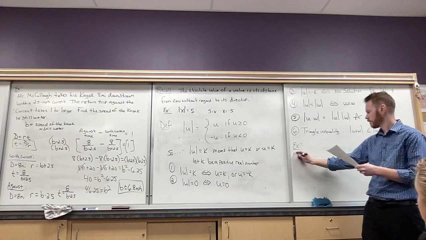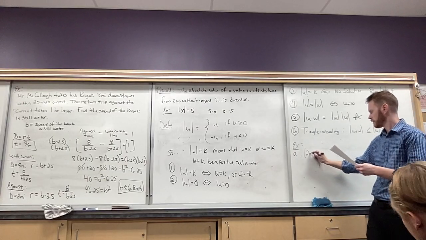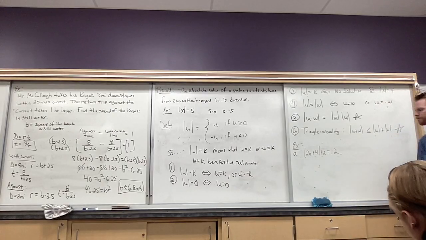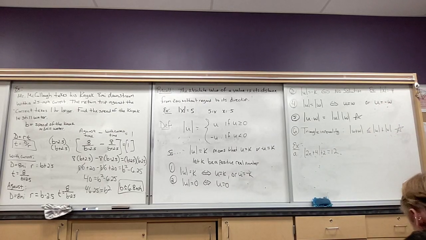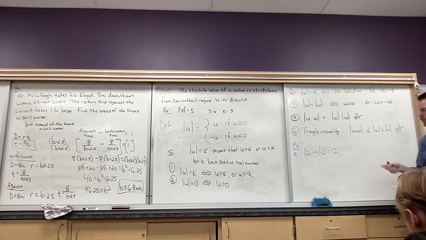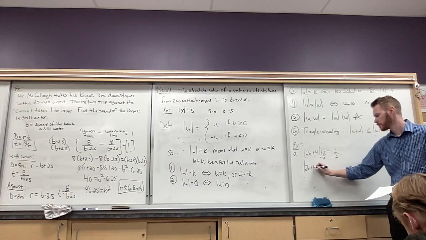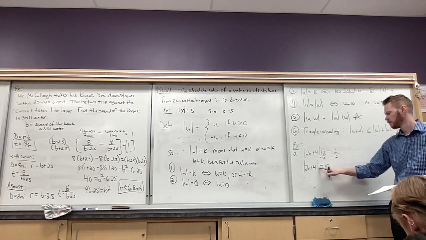Okay. Let's do this example. Now, notice though, the absolute value is not by itself, right? So it's hard for me to jump into what it's equal to if it's not by itself. So let's subtract 2. So the absolute value of 2n plus 4 equals 10.